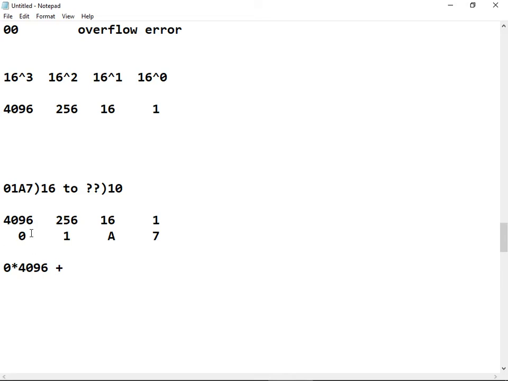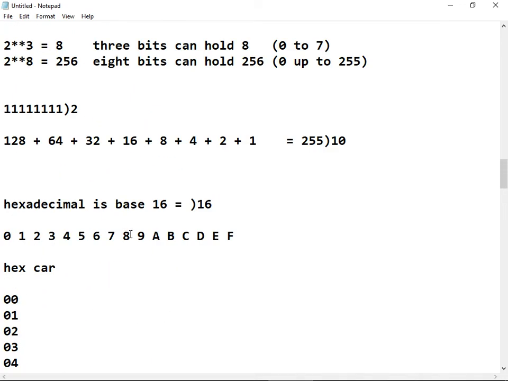Alrighty, so we don't have any 4096s. How many 256s do we have? We have 1. 1 times 256 plus how many 16s do we have? Well, we need to remember what A is. If we look up here when we were counting, it is equal to a 10, right? Because an A is a 10, a B is an 11, a C is a 12, 13, 14, 15, like that. Let me space it out so that it's clear. Okay, so an A is a 10.